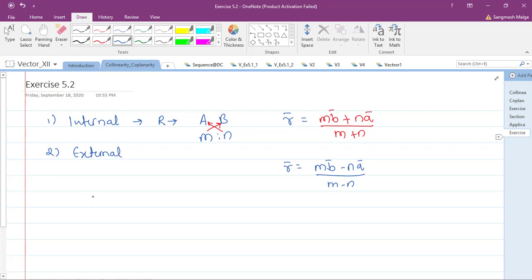Okay, and based on this we have seen few applications. One is the midpoint formula, then we have the centroid formula, centroid for a triangle and centroid for the tetrahedron. If you have not seen that video, please go through that, because the total exercise 5.2 is totally depending on these points. We have seen the theorem number 5 and 6, so please go through that. So without any further delay, let's start the first question from the exercise 5.2.